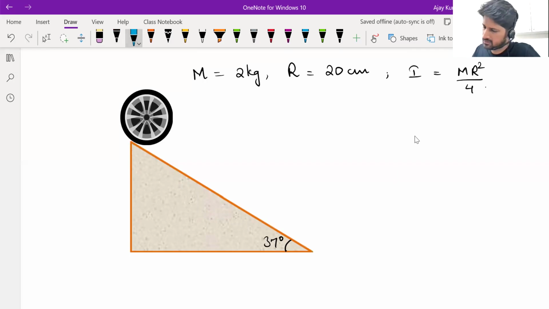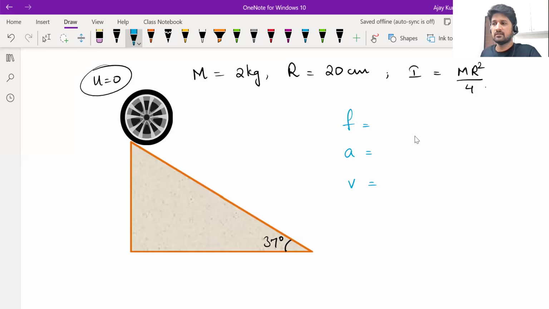Calculate all the values. Calculate how much friction needs to act on it. Assume pure rolling and initial velocity is 0. Calculate how much friction acts on it, how much acceleration it has, and the velocity with which it reaches the bottom of the incline. Assume the height by which it descends is 10 meters. Radius 20 centimeters we took, and we are calling this 10 meters. That is too much, never mind. The diagram is not to scale.